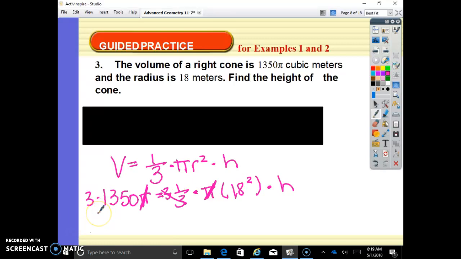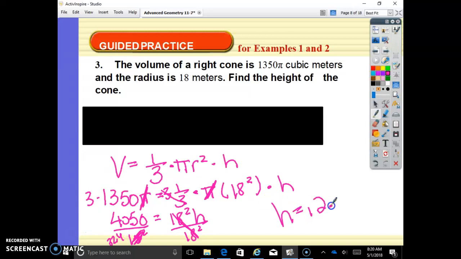The 3's gone. So 1350 times 3 is 4050 equals 18 squared h. Divide by 18 squared on both sides and you have h. So 18 squared is 324. So I'm going to cancel this out and put 324. All right, so 4050 divided by 324 equals, I got 12.5. Your h is 12.5. Our units are meters, so our height is 12.5 meters.